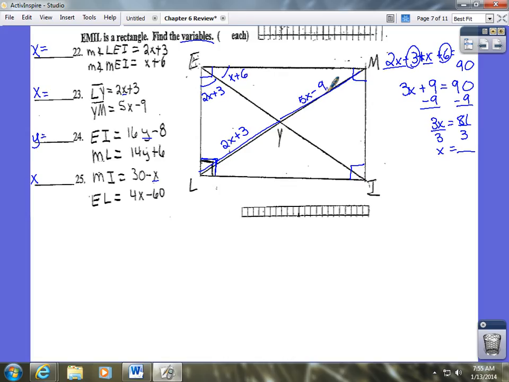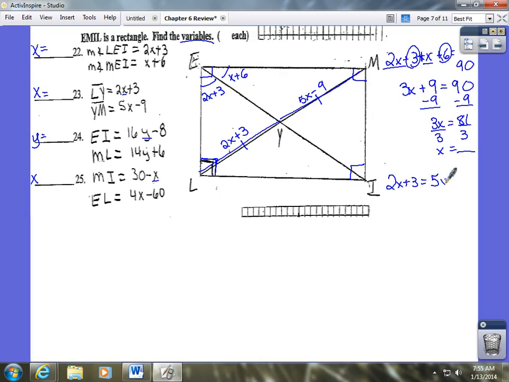Well, we know that this is a rectangle. And on rectangles, the diagonals cut each other in half equally, which means that this side equals this side. So I'm simply going to set it up as 2x plus 3 equals 5x minus 9. And then solve for x.